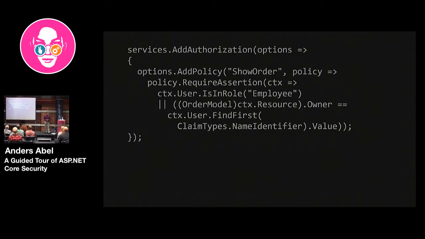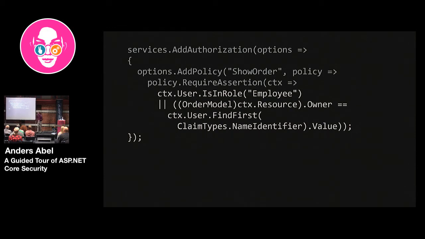And the policy, just an example of how it works. I'm adding a policy, require assertion. An assertion is a function that must evaluate to true in order to allow the people to have access, and it's a simple condition. I check, are you in the role employee? Then you can see every order. If not, I check that the owner property of the order matches the name identifier of the current user.